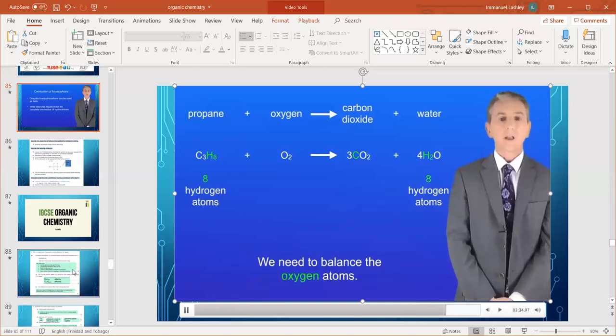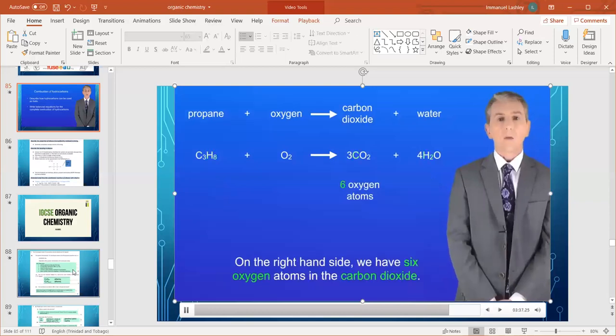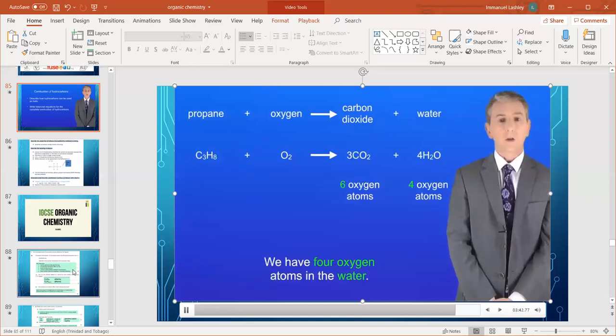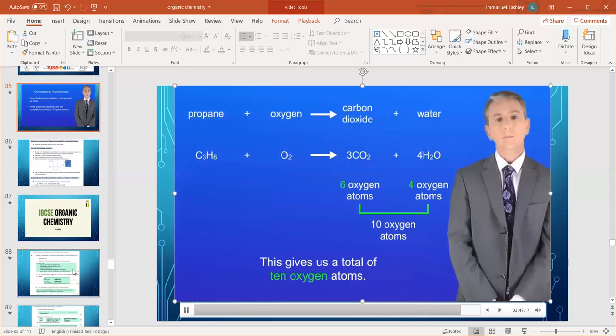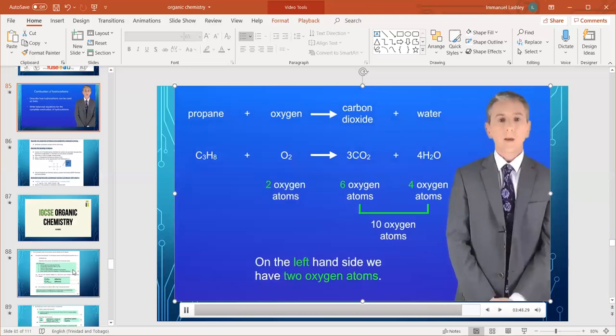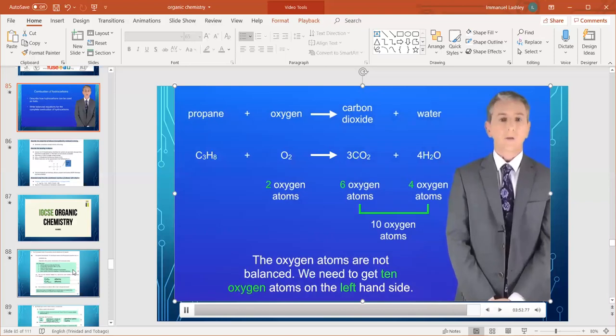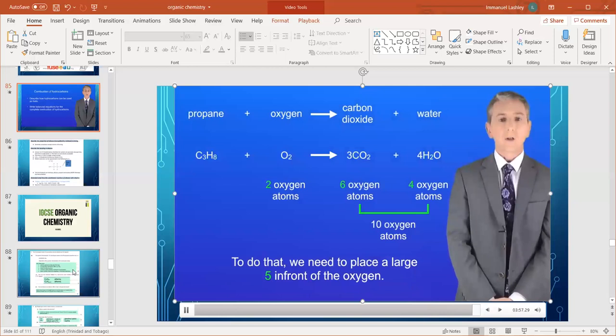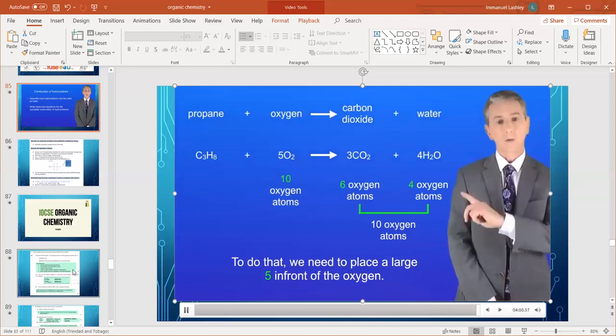Finally, we need to balance the oxygen atoms. On the right-hand side, we have 6 oxygen atoms in the carbon dioxide, and we have 4 oxygen atoms in the water. This gives us a total of 10 oxygen atoms. On the left-hand side, we've got 2 oxygen atoms. So the oxygen atoms are not balanced. We need to get 10 oxygen atoms on the left-hand side. To do that, we need to place a large 5 in front of the oxygen like this. And now the equation's balanced.